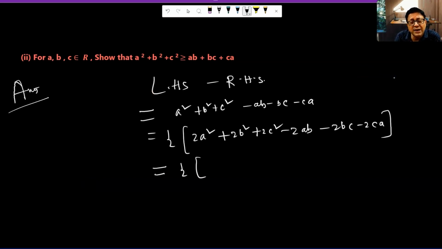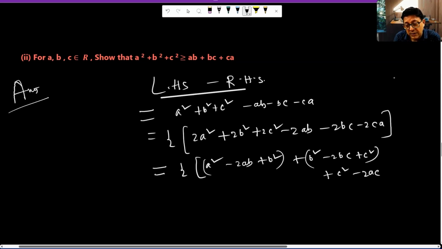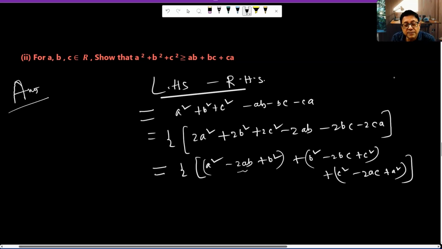From there, I'll decide that this part is always positive. From there, I'll say LHS minus RHS greater than 0. So, A square minus 2AB plus B square, I am taking together, plus taking together, plus taking together. Check the previous step, we got it or not. Because A square plus A square, 2A square is there, 2B square is there, 2C square is also there. 2AB subtracted, 2BC subtracted, 2AC also subtracted.